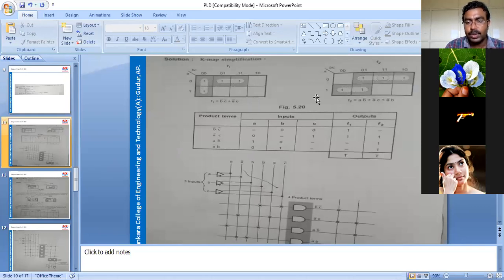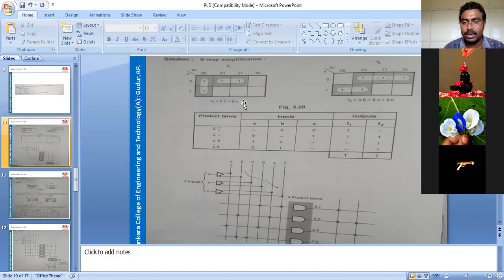Look at the two functions, students, what they have given. B bar C bar, A bar C. A B bar, A bar C plus A bar B. How many individual product terms are available? B bar C bar, A bar C, then A B bar. A bar C is already repeated. And A bar B you are having. Totally how many product terms? 4 product terms. Since A bar C is repeated 2 times, you are going to consider it only once here.